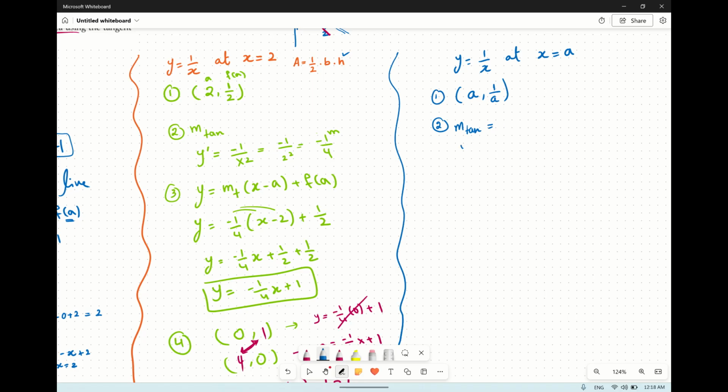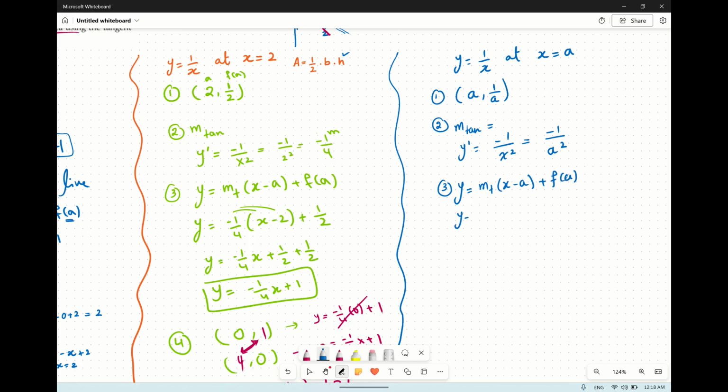Again, y prime is minus 1 over x squared. So in the place of x, I will put a. So it will become minus 1 over a squared. Step number 3, find the equation. So y equals m of the tangent times x minus a, plus f of a.